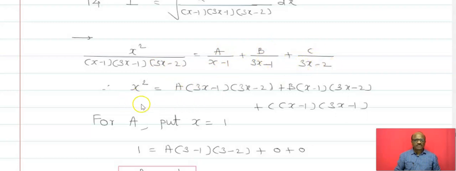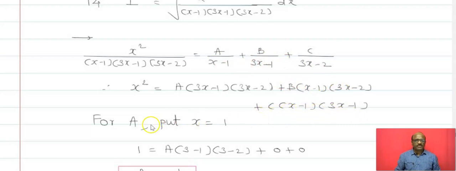The value of therefore x square is equals to a in bracket 3x minus 1 into 3x minus 2, plus, taking the LCM, b in bracket x minus 1 into 3x minus 2, plus c in bracket x minus 1 into 3x minus 1.